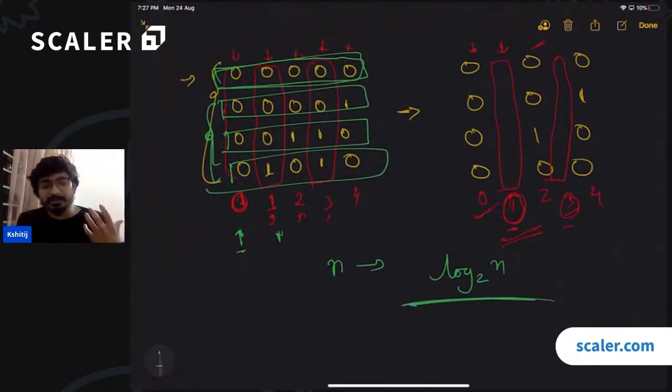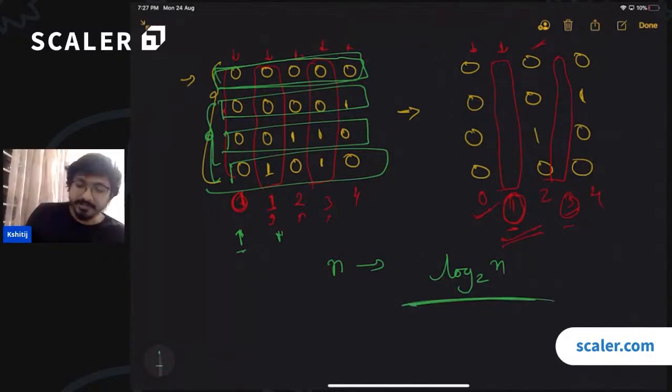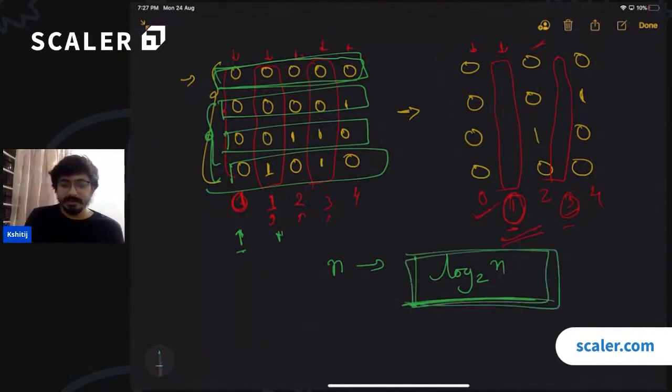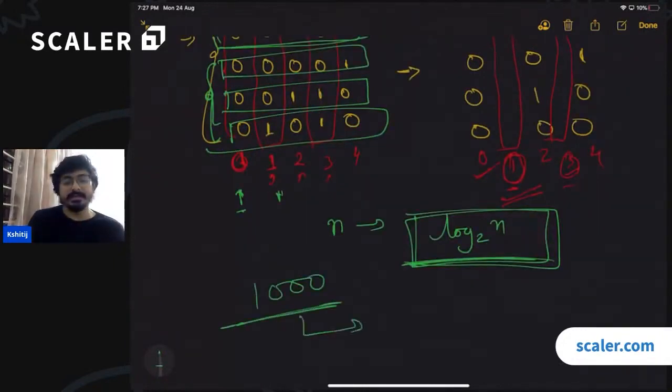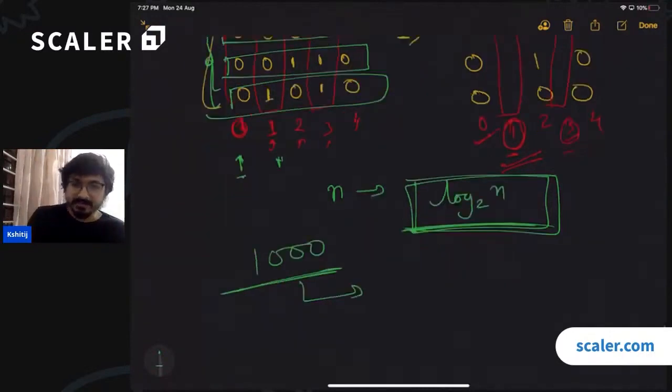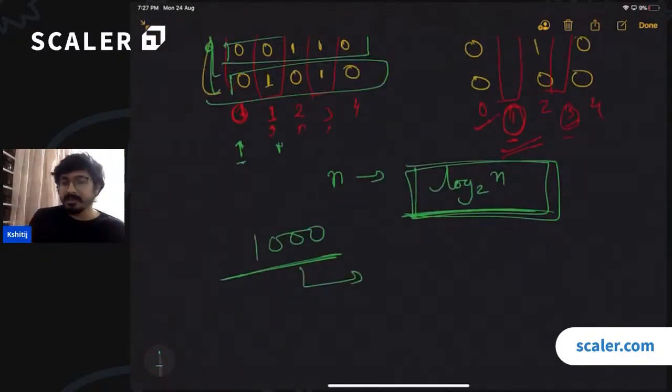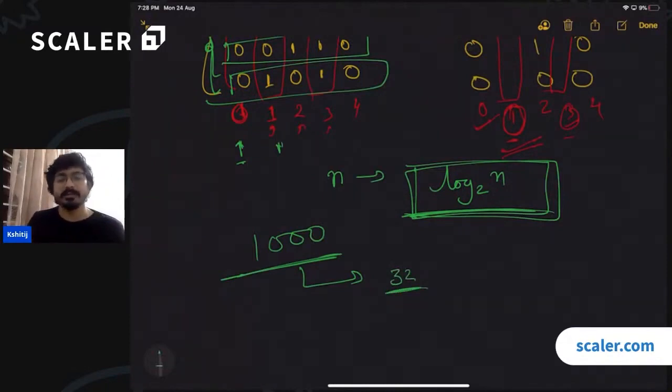So how many queries do we need to send now? We need to send exactly log base 2 n queries. Okay, if there are 1,000 slaves, how many queries do we need? If there are 1,000 slaves, what is the number of bits in which we can represent 1,000? We can represent 1,000 inside 32 bits, right? So you don't need to send more than 32 queries.